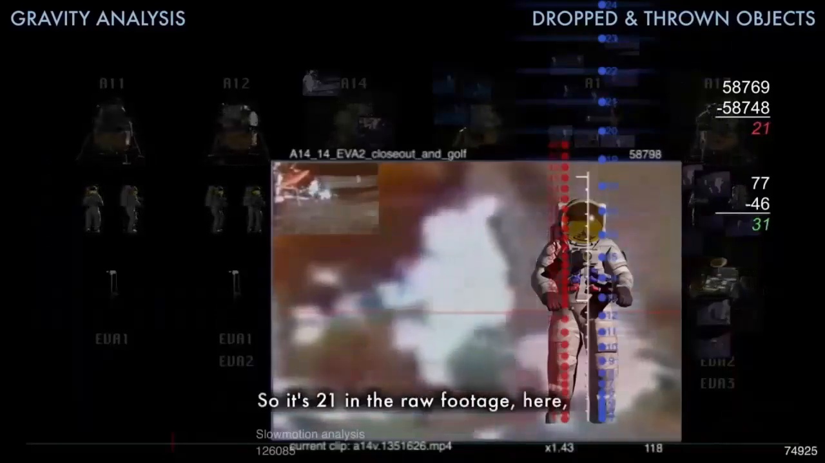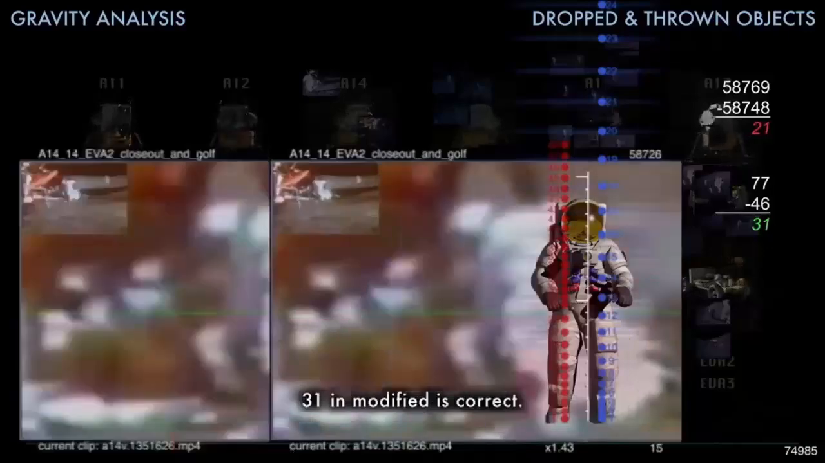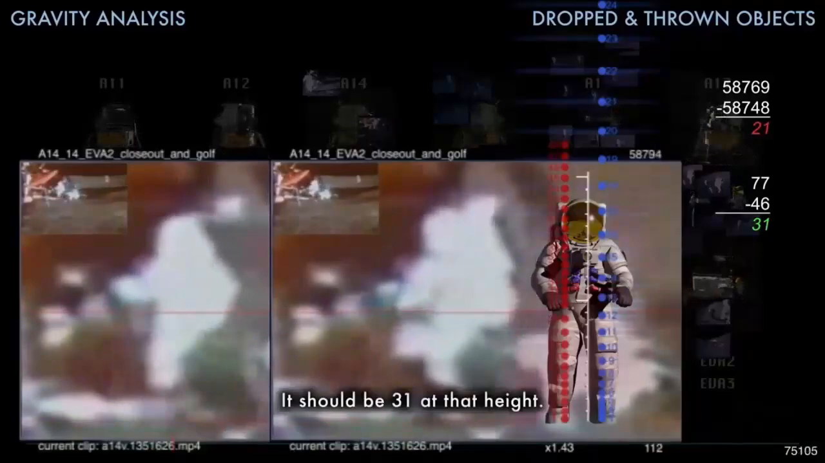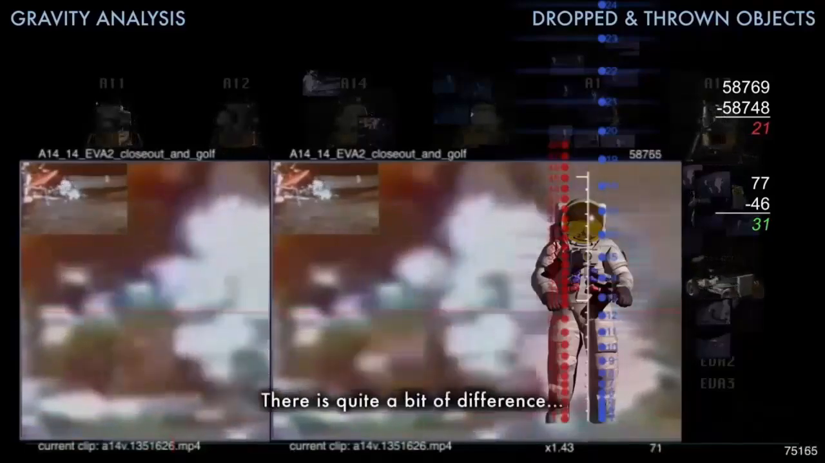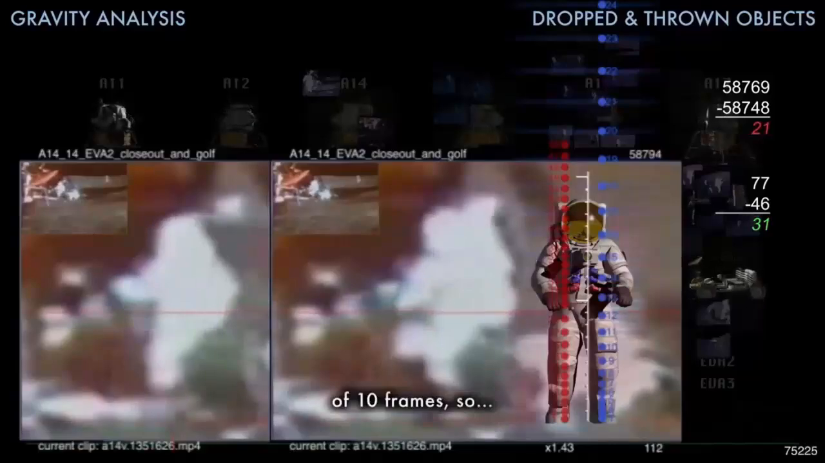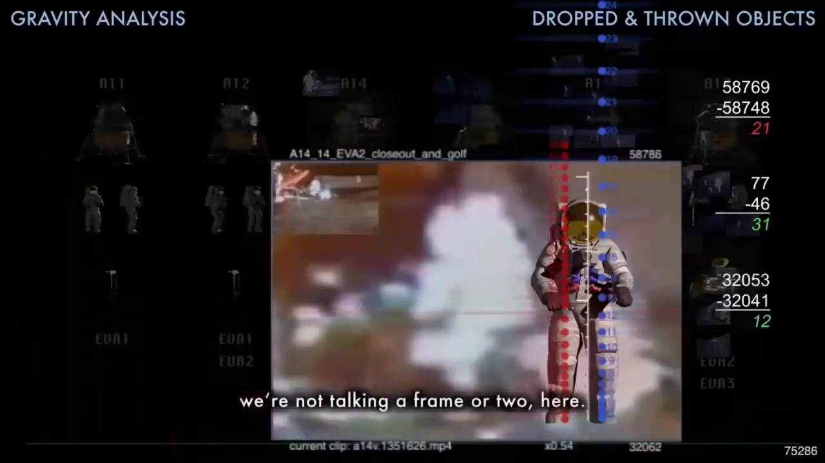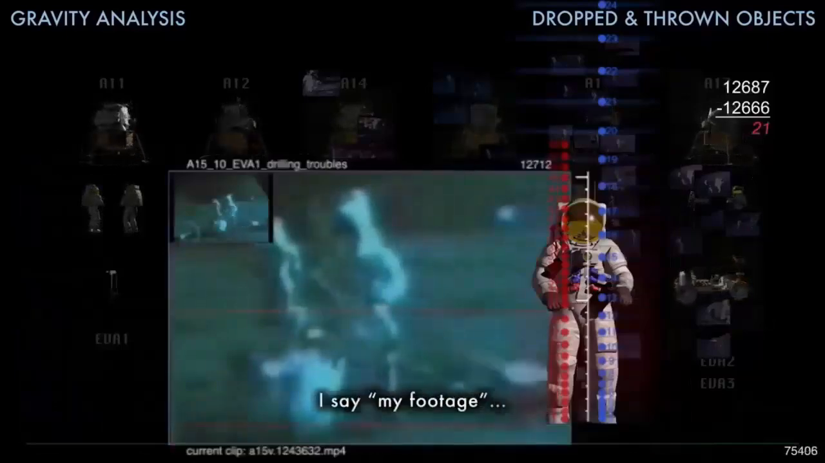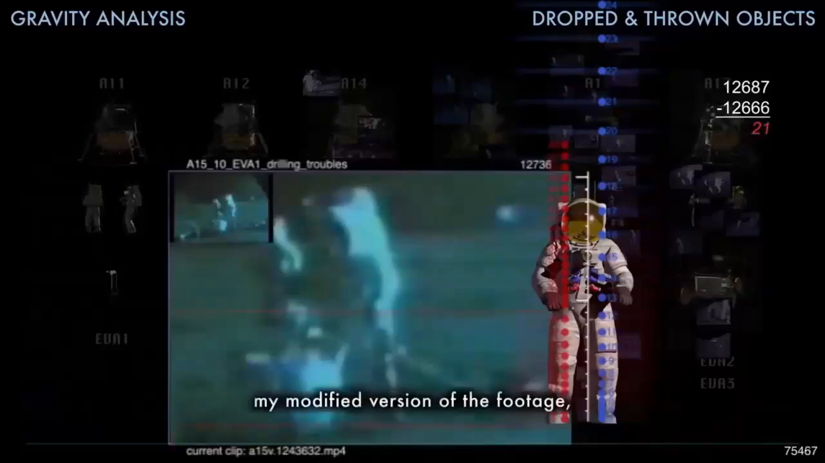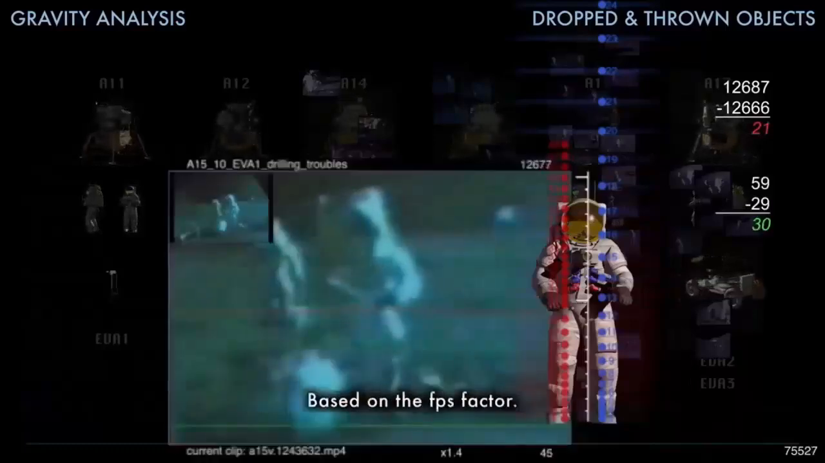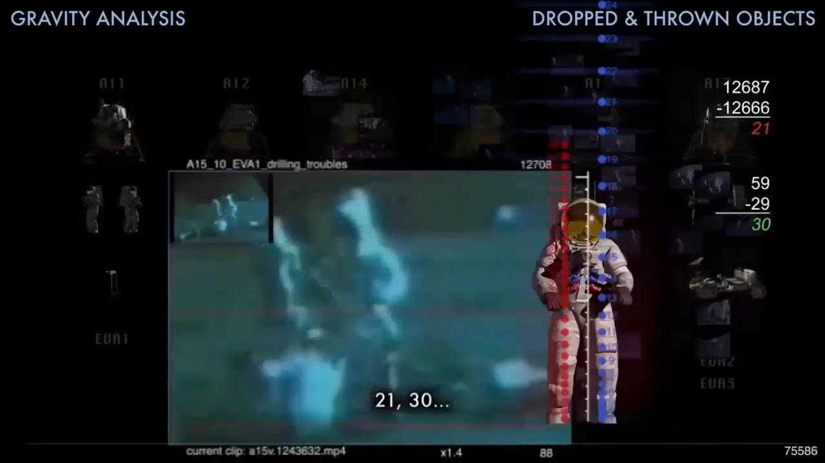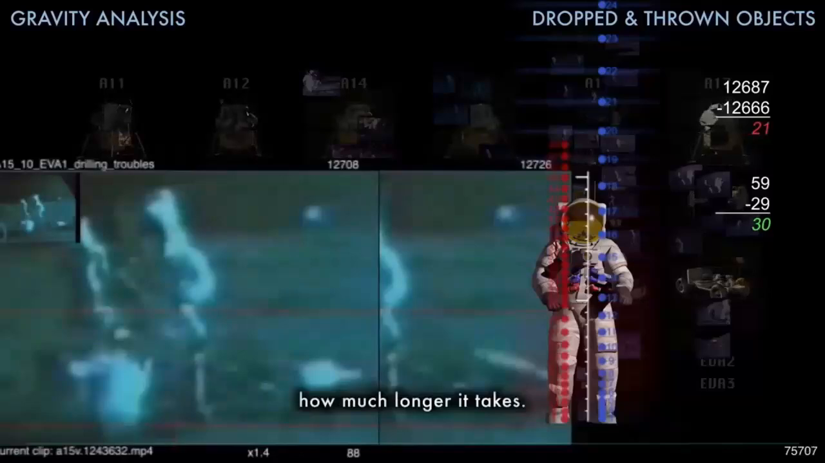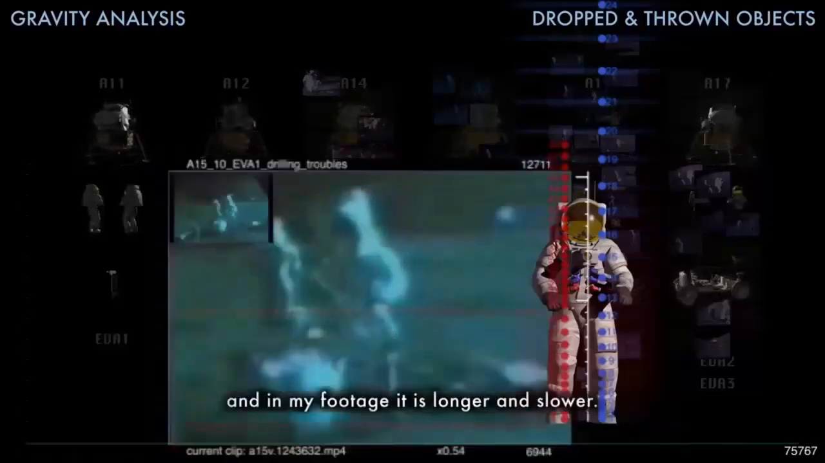So it's 21 in the raw footage here, 31 in the modified is correct. See the difference? It should be 31 at that height. There's quite a bit of difference of 10 frames, so we're not talking a frame or two here. And in my footage it is 12, which is correct. I say my footage, my modified version of the footage, based on the frames per second factor. 21:30. You can see the difference, how much longer it takes, and in my footage it is longer and slower.